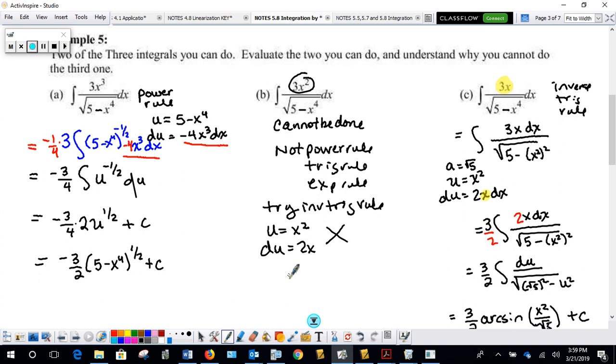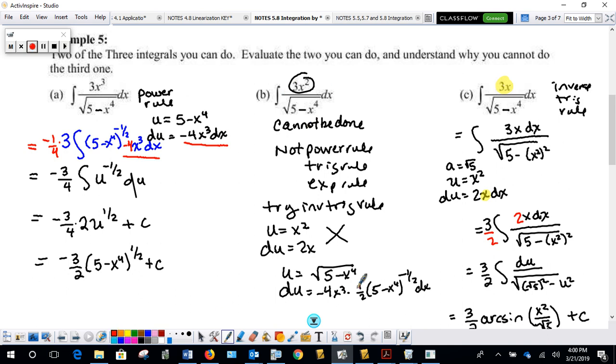Now, in terms of the log rule, when you're trying to do the log rule, like make the whole denominator, clearly if I made u the whole denominator, square root of 5 minus x to the 4th, my du would be very complicated. It'd be negative 4x cubed, then 1/2 5 minus x to the 4th to the negative 1/2 dx. Do you see how this is not going to work with what we have up there either?